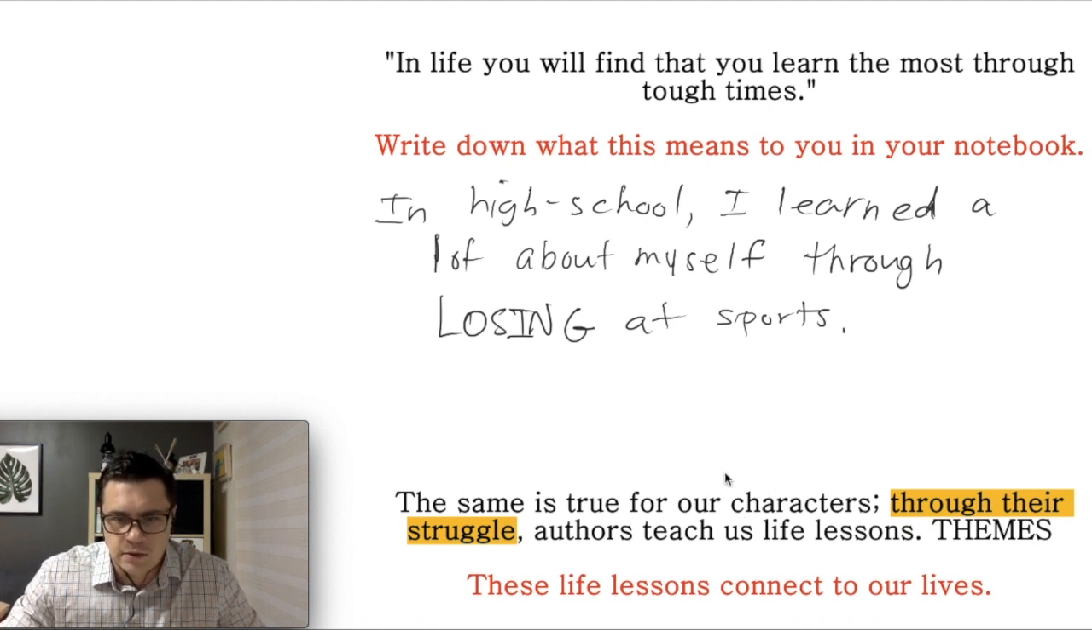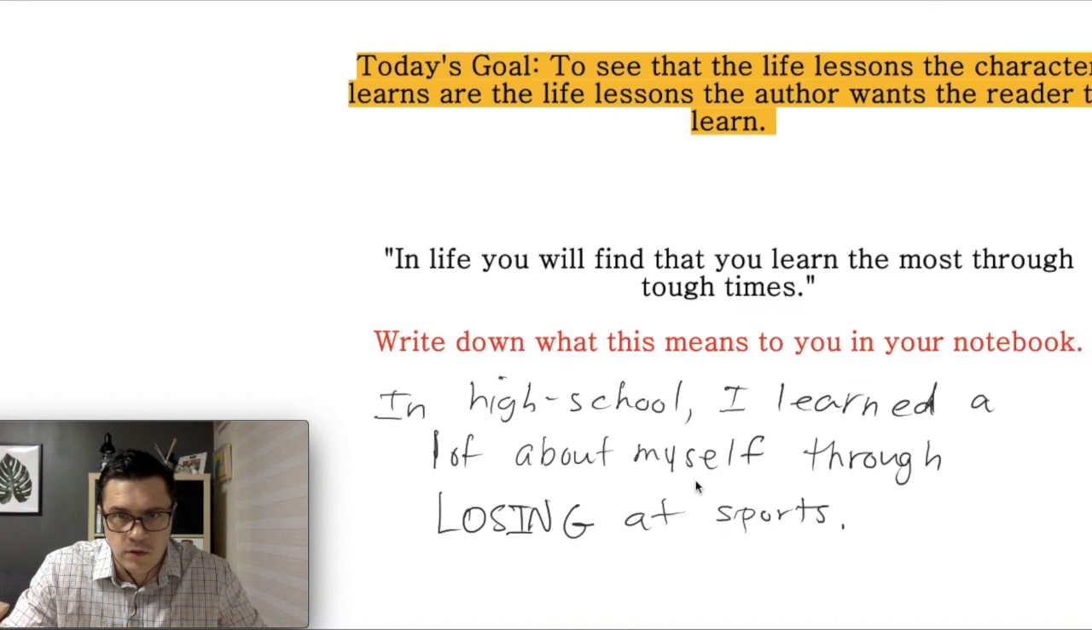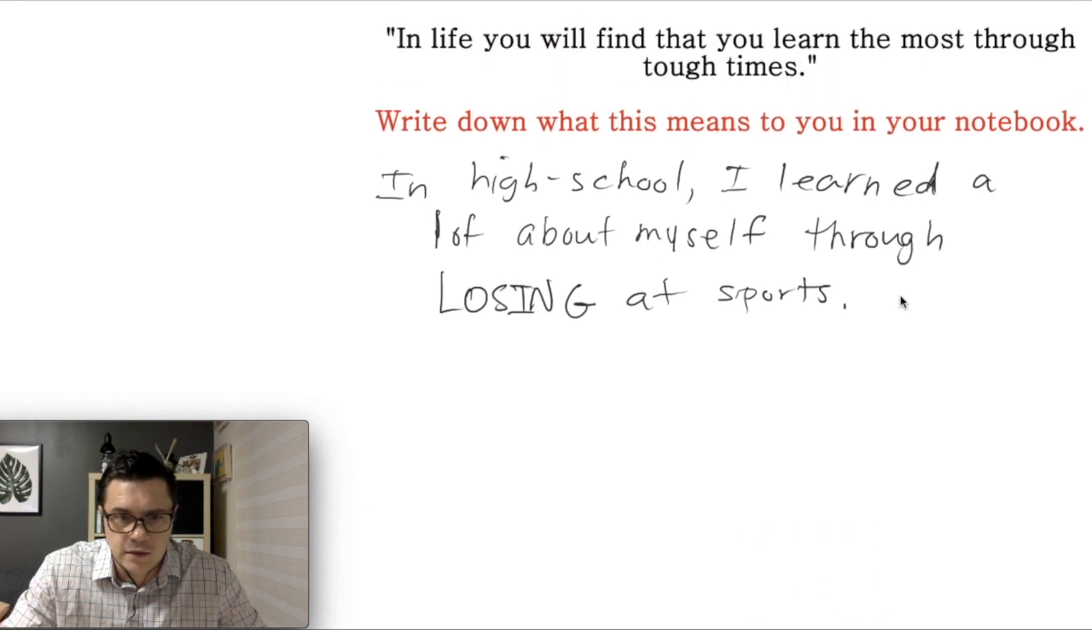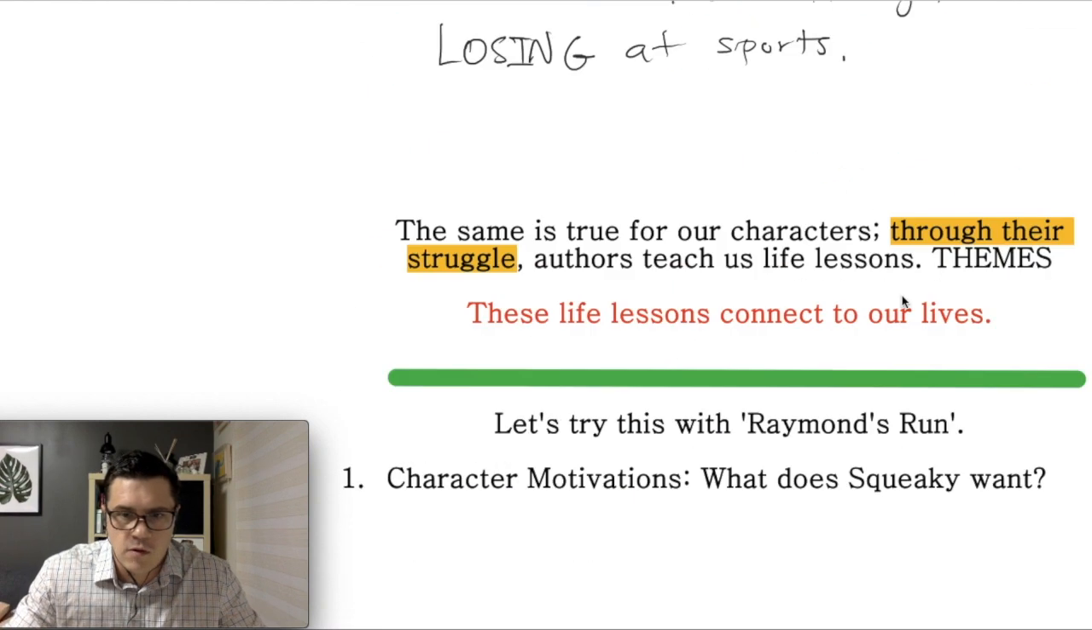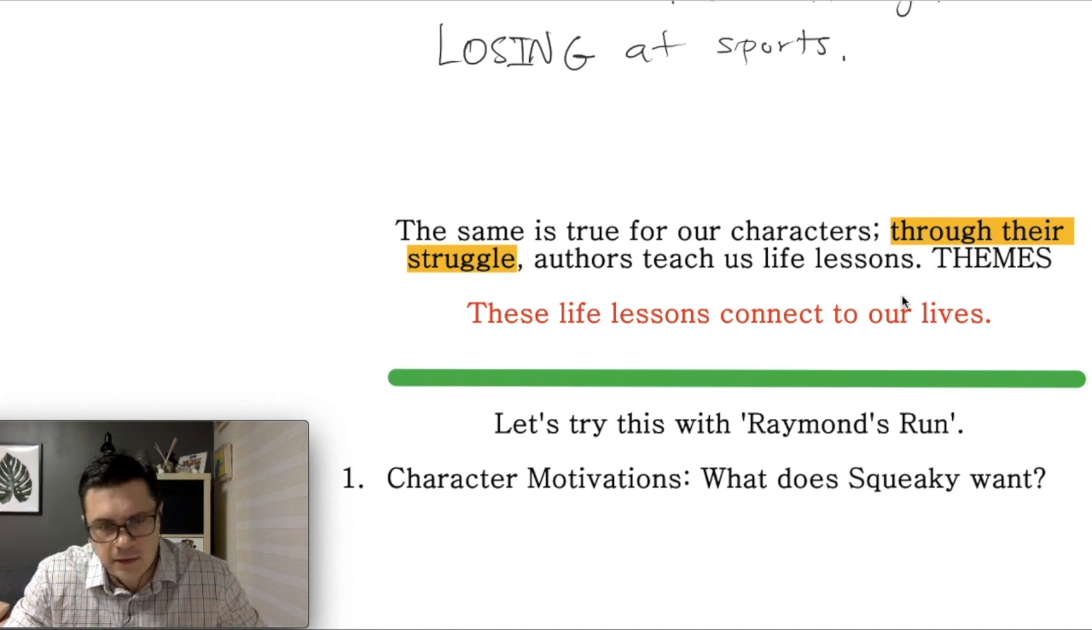Okay, so our goal in the next part of this mini lesson is to look at Raymond's Run and identify the challenges or the motivations of Squeaky, the obstacles she faces, and then how she deals with them. Okay, because if we take a look at our goal and we replace character with Squeaky, we could say that the author wants to teach us what Squeaky learns in the story. So as we go through this, I'm going to ask you some questions, and what I'd like you to do as you watch is just pause the video and come up with an answer and then unpause.